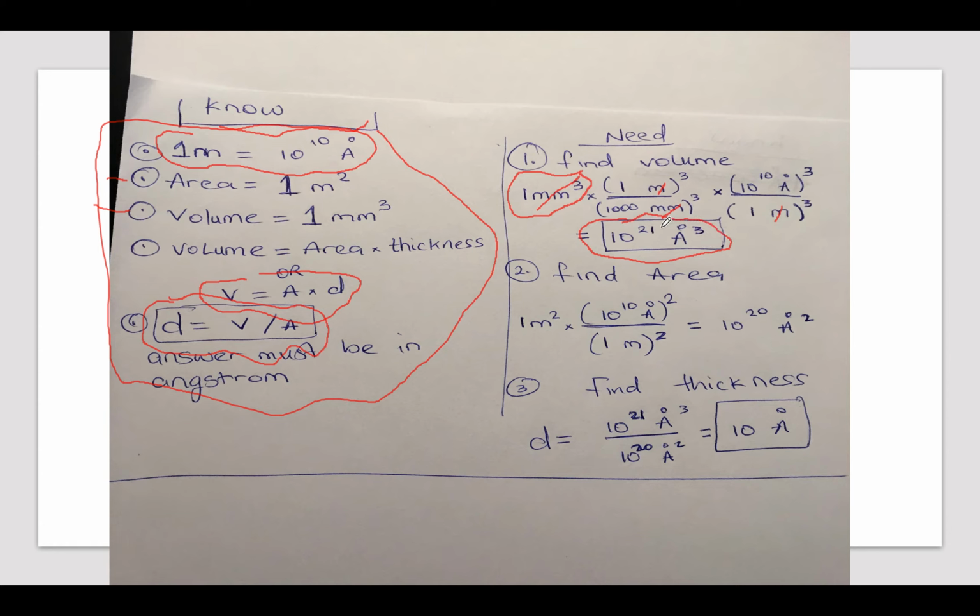Now, once you find the volume, we need to find the area. Again, the area is given to us as 1 square meter. So I'll take the square meters, I'll convert it to angstroms. It's given to us that 1 meter equals 10 to the 10th power angstrom. So to get it in squares, all I'm doing is squaring both sides. So I cancel this, and I multiply them together, I get 10 to the 20th power. Now I just divide the volume by the area, and I have 10 angstroms.